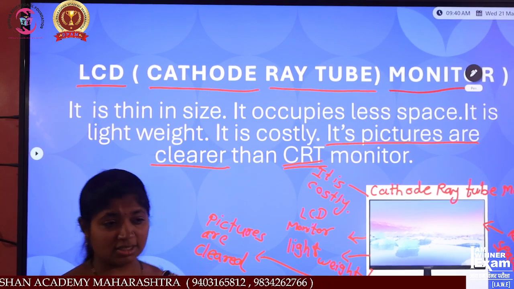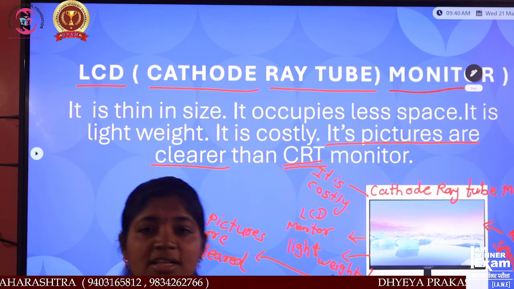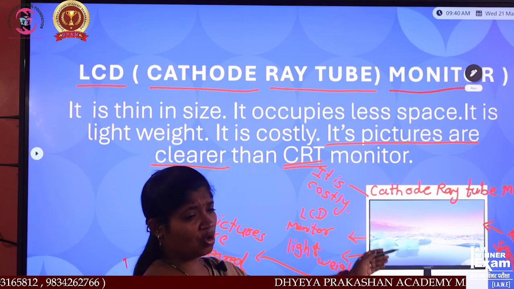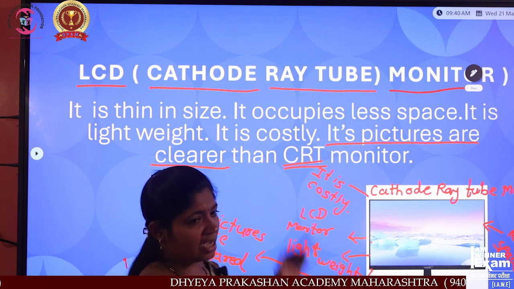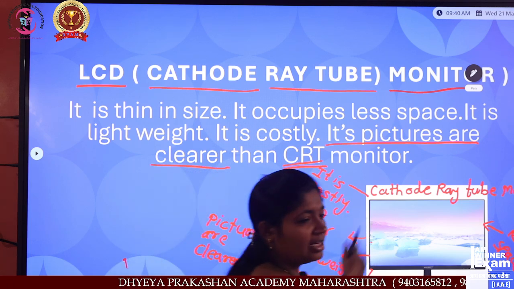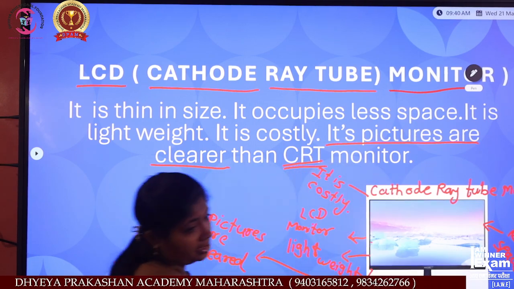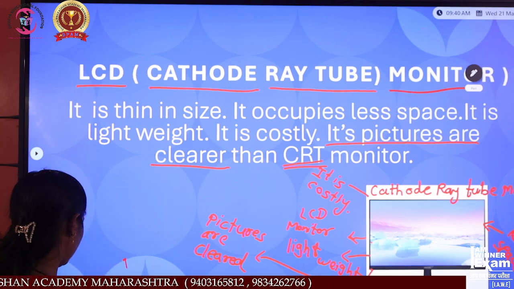It is thin in size. It occupies less space. It is lightweight. It's costly and its pictures are clearer than CRT monitor. It is called an LCD monitor.